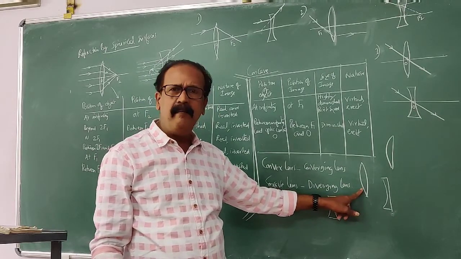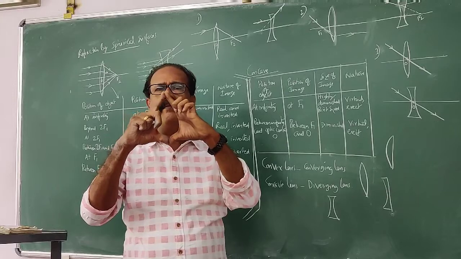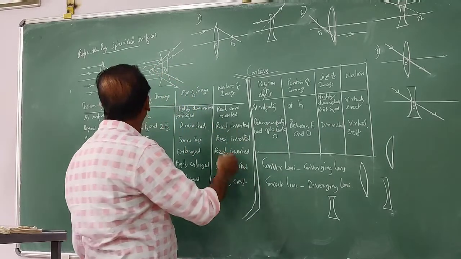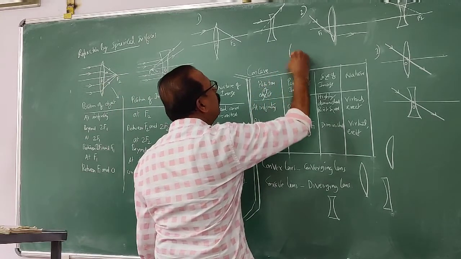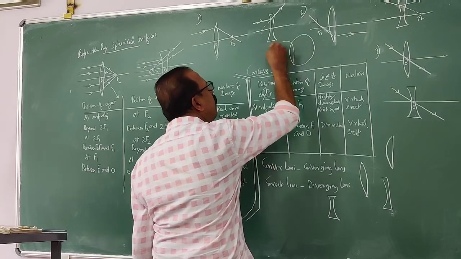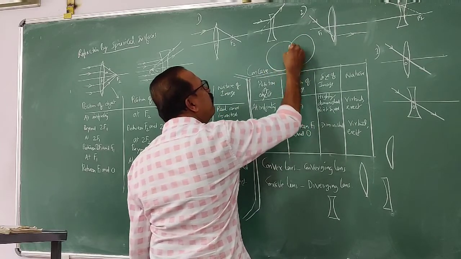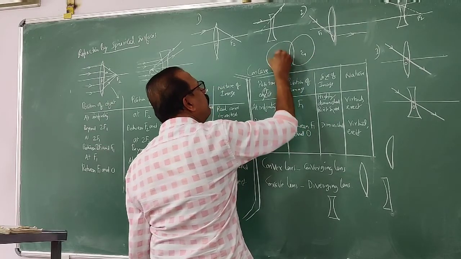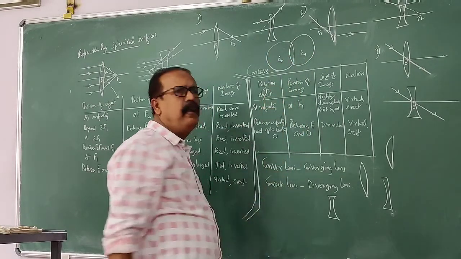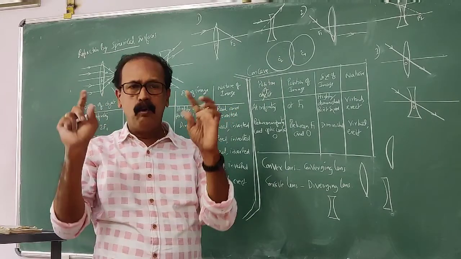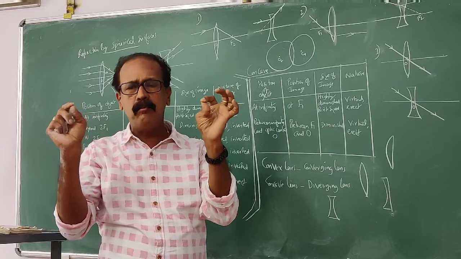A convex lens has two spherical surfaces, so it will have two centers of curvature on either side. This surface is a part of a sphere, and this surface is a part of another sphere. This is the center of curvature of the first surface, and this is the center of curvature of the second surface. A lens will have two centers of curvature, C1 and C2.